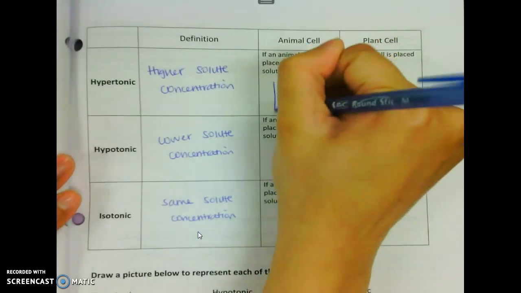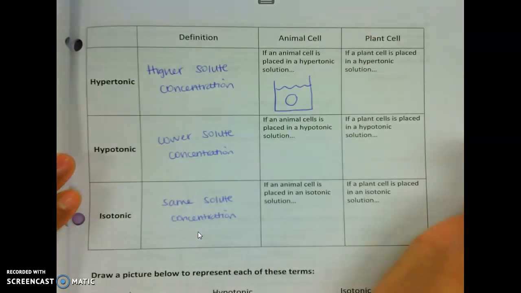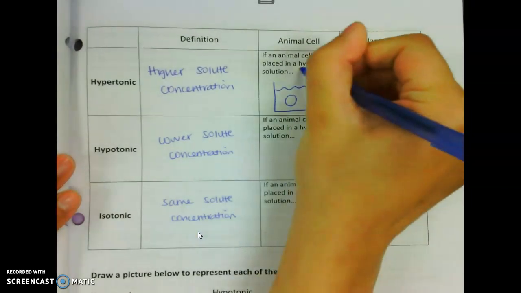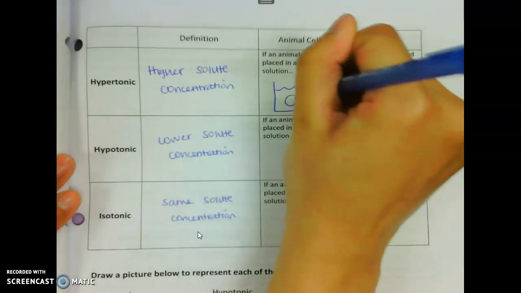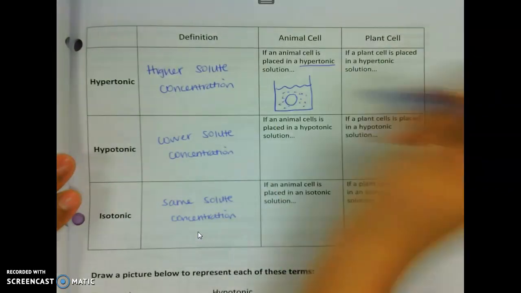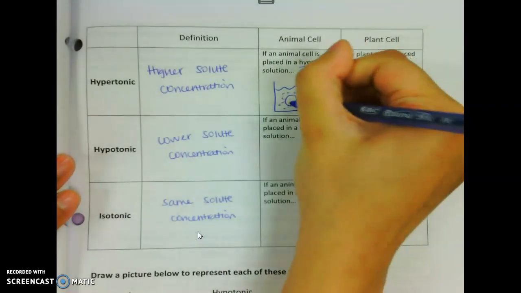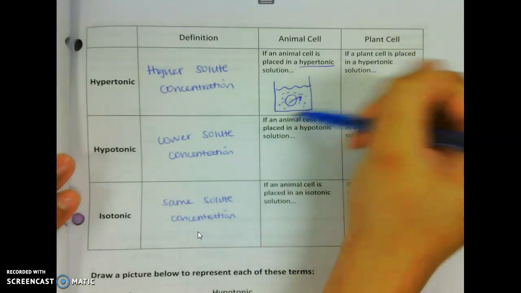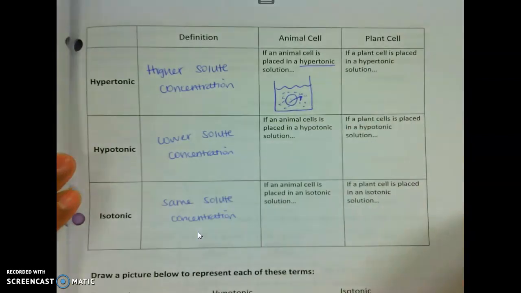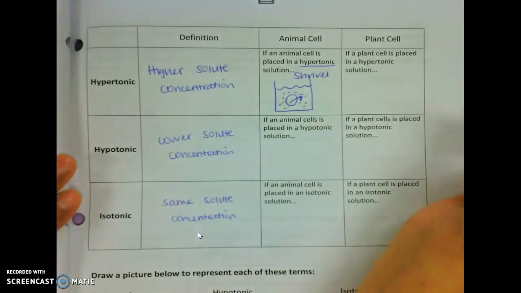So, if I take a beaker and I put an animal cell in it, and my solution is hypertonic, that means that I have a lot more solute on the outside than on the inside. Water is going to move out of the cell to help dilute that higher concentration in the environment, and my cell is going to shrivel and shrink. That's not good for the cell.